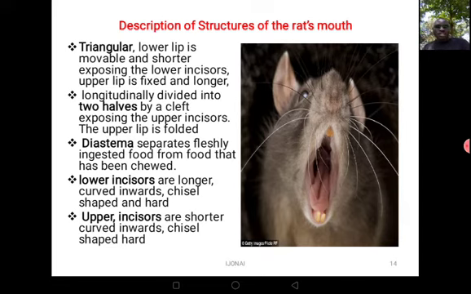The lowest incisors are longer and curved, and they are chisel-shaped, and they are hard. We shall see why. Then the upper incisors are shorter, curved inwards, and also chisel-shaped. So of the two incisors, you can differentiate the two. All of them are chisel-shaped and sharp, but the difference is that the lower ones are longer than the upper ones.